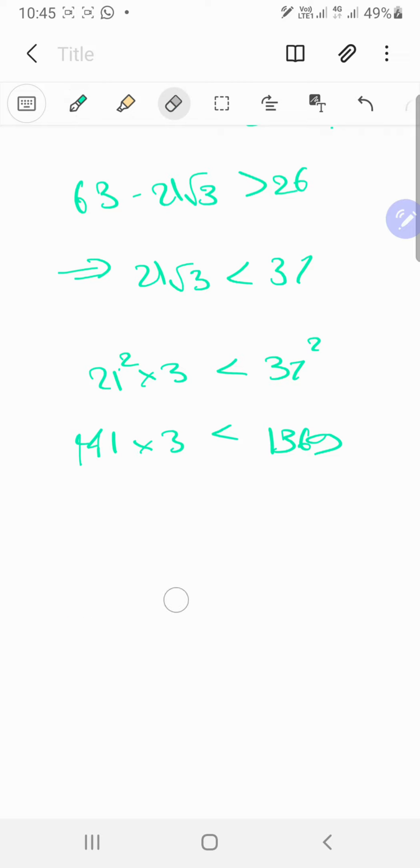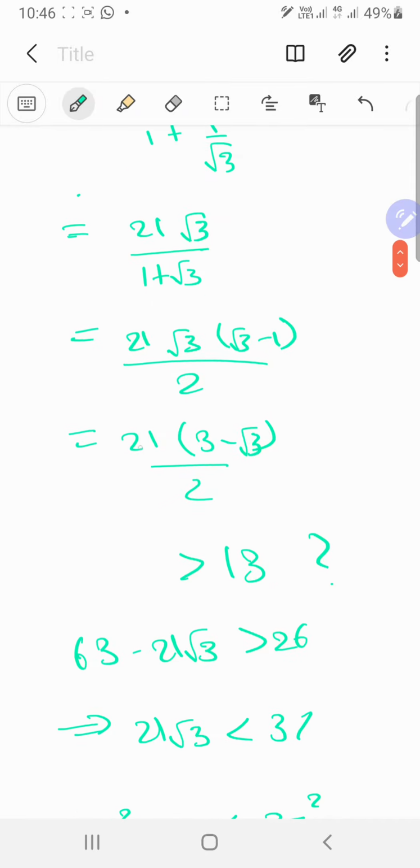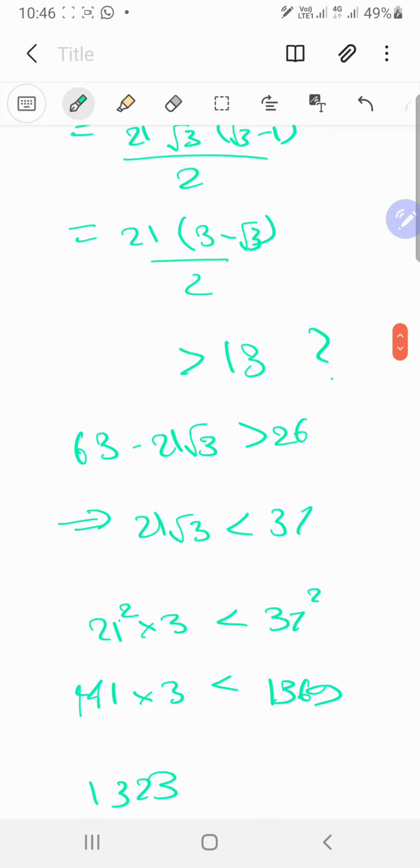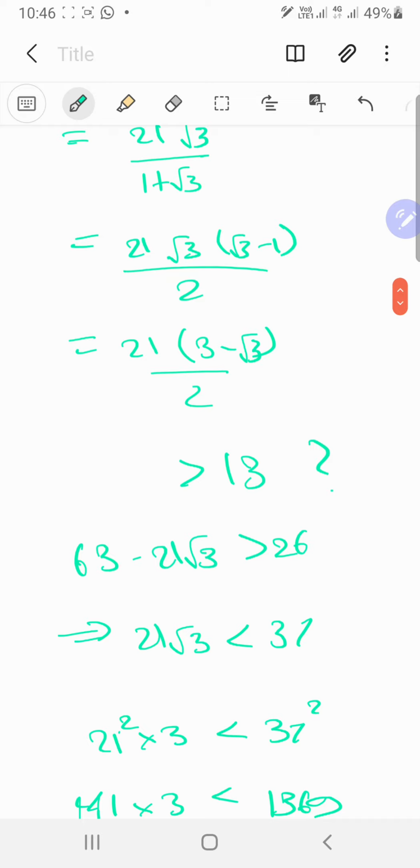And what is this thing? So it's going to be 3 times 441, which is 1323. So yeah, it's actually less than that. So that's correct. So what that means is that this number is actually bigger than 13. Not bad. So what do we know from that? It's slightly bigger than 13. So I think it's going to be less than 14.